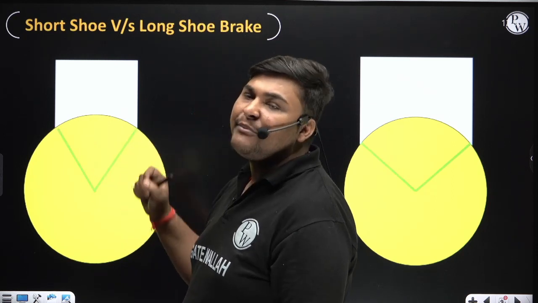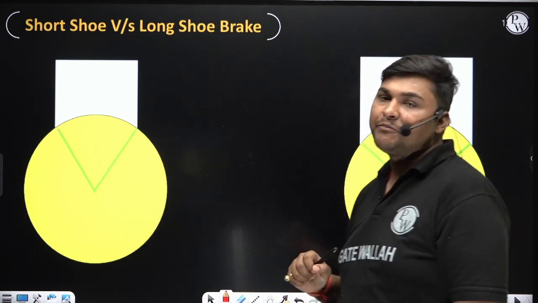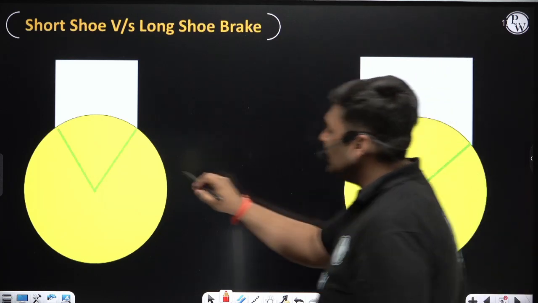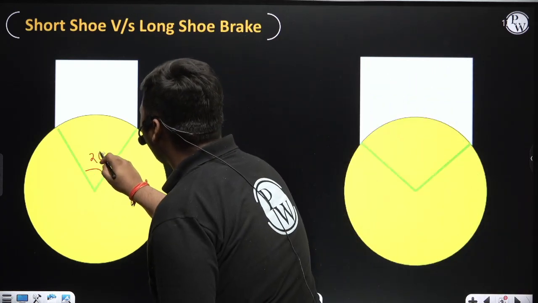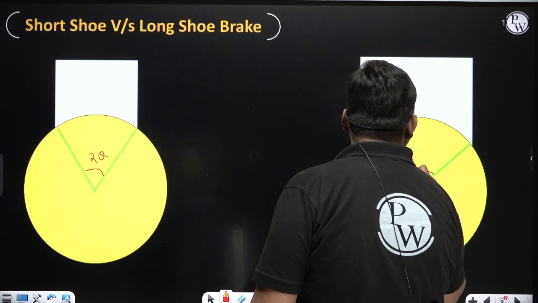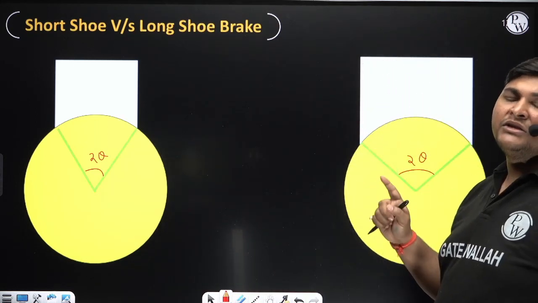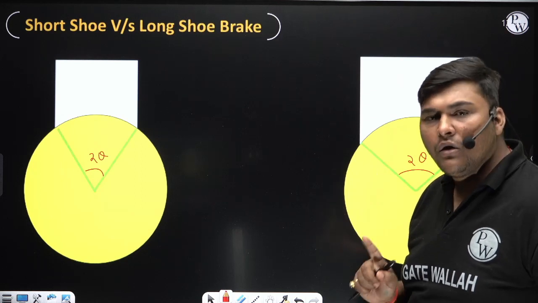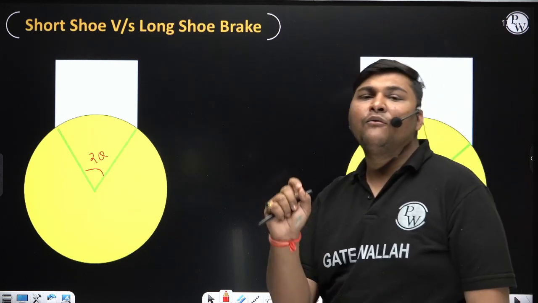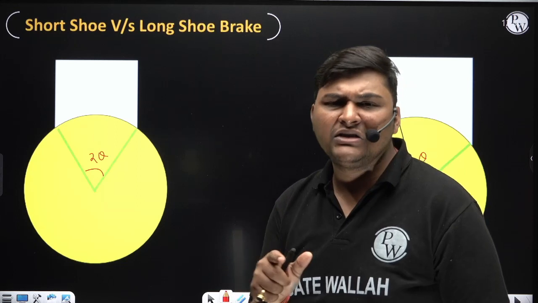In that case, that brake will be known as short shoe brake. If the angle of contact, that is 2 theta, is more, meaning this portion will be more, then that brake is known as long shoe brake. For that, you need to remember a value, pi by 4. Now you can easily relate.